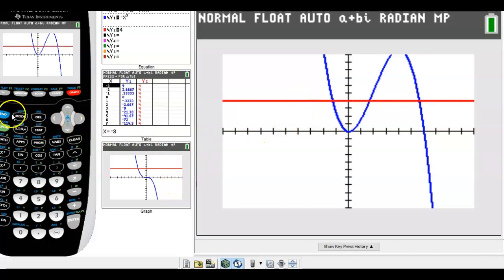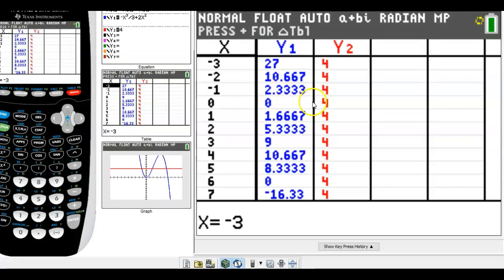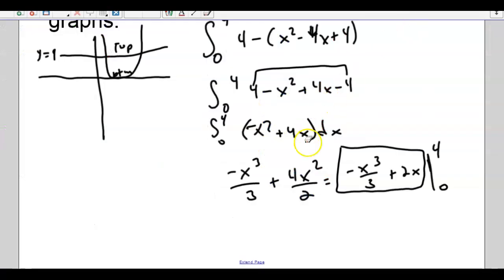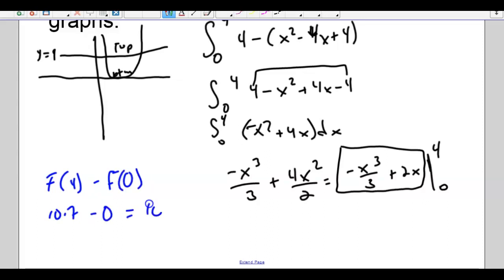But anyway, I just need that first table. So I go here and look at it. We said from 0 to 4. So 4 is 10.7, and this is 0. So f of 4 is 10.7 minus f of 0, which is 0, equals 10.7 units. So we go right there. And again, your calculator does it all if you just trust it.